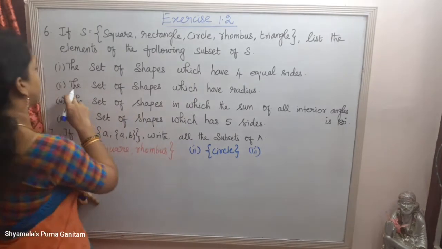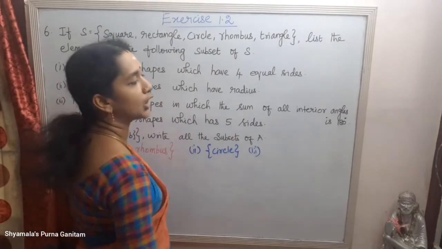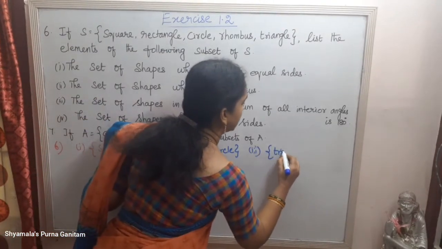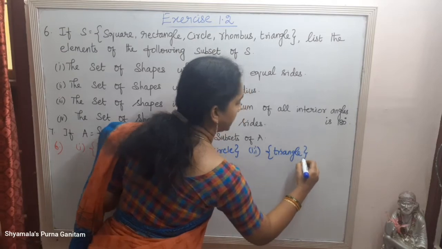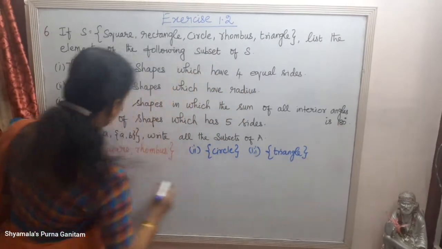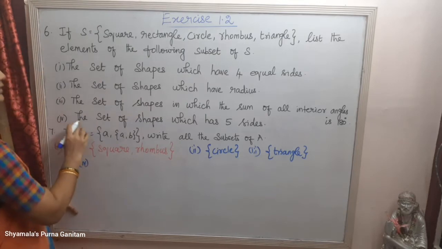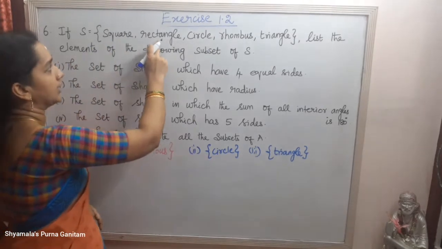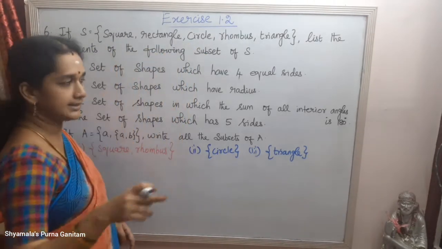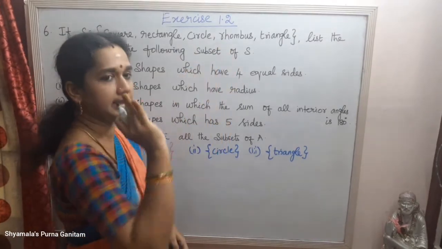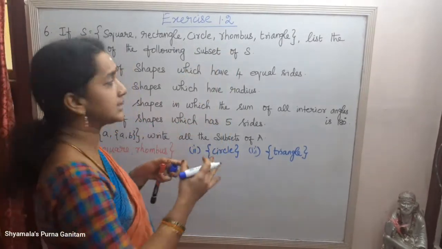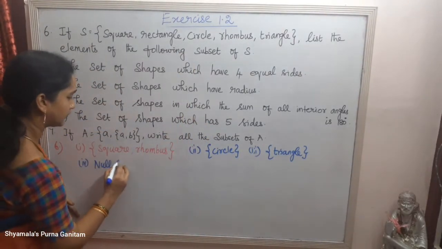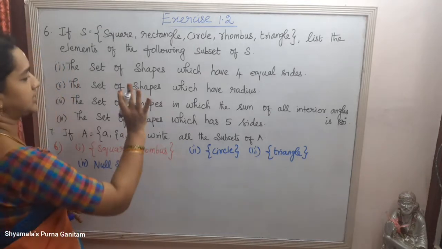Then third one is the set of shapes in which the sum of all interior angles is 180 degrees. For a triangle only we will have the interior angle sum as 180 degrees. Then fourth one is the set of shapes which have five sides. A square is a four-sided figure. Rectangle, four sides. Circle, it is a round shape. Rhombus, four sides. Triangle, three sides. So we don't have any elements in the given set that has five sides. So it is a null set. So sixth sum is over.